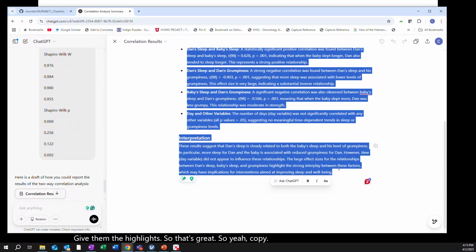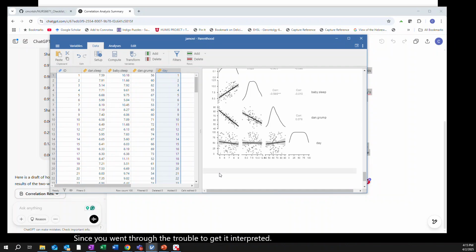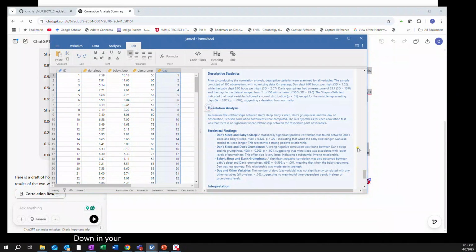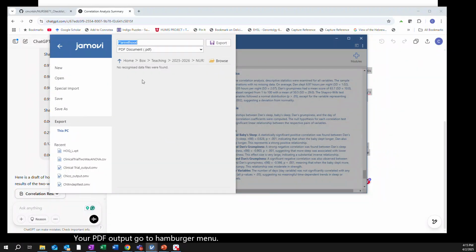Since you went through the trouble to get it interpreted, paste that down in your output. And once you save your Jamovi file, hamburger menu, save, browse, navigate to where you're going to save it, and then export your PDF output. Go to the hamburger menu, export, navigate to the right folder, and it's got a PDF, and save that.